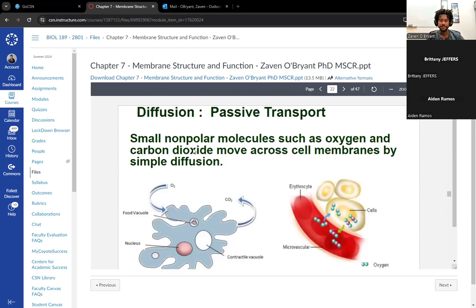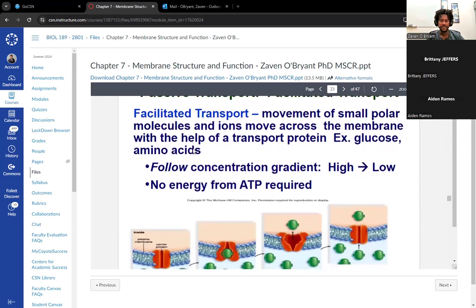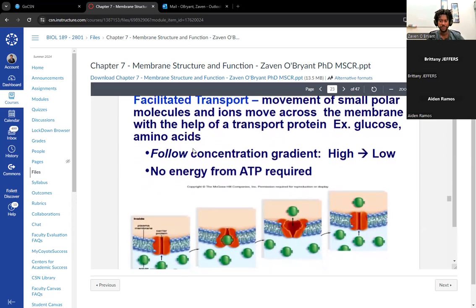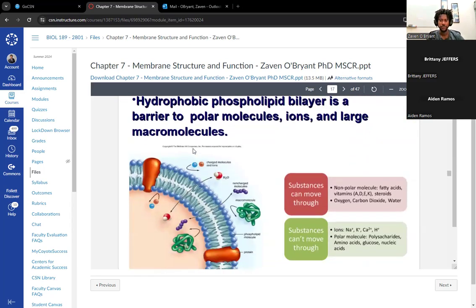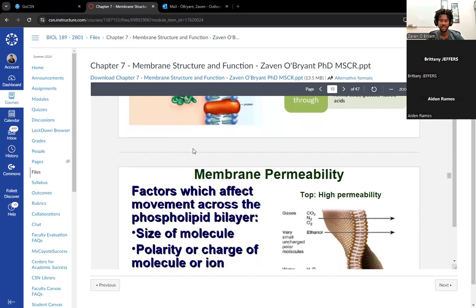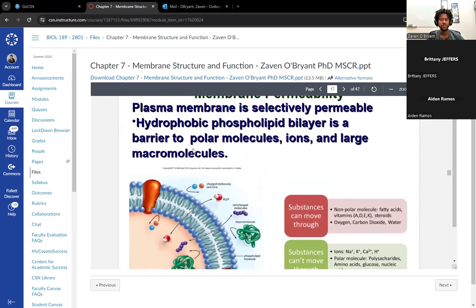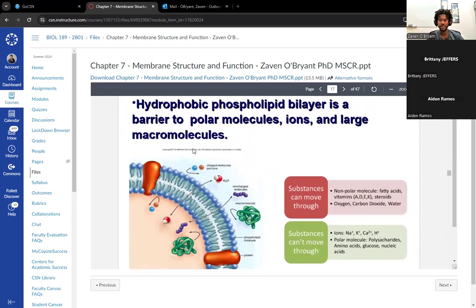The other one is facilitated transport. And this goes back to one of the slides from the previous part. It goes back to slides 17 and 18. And I also really, really emphasize slide number 17, and I had you write it on the board.